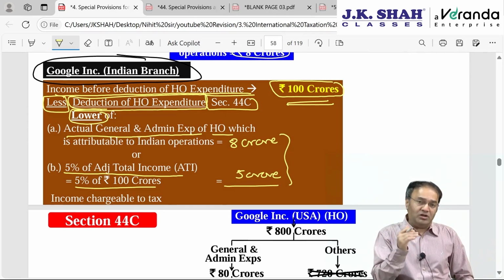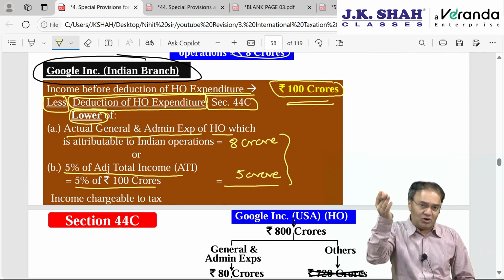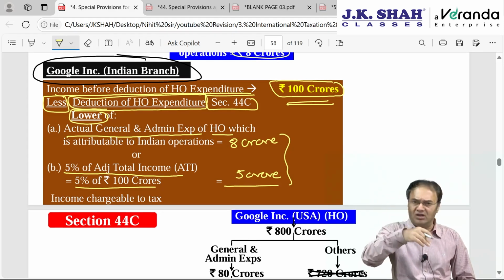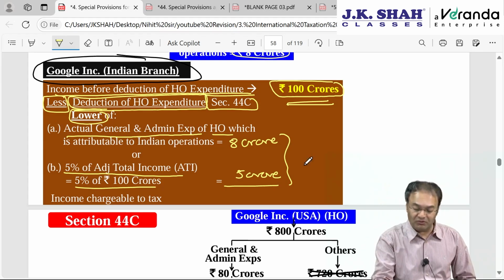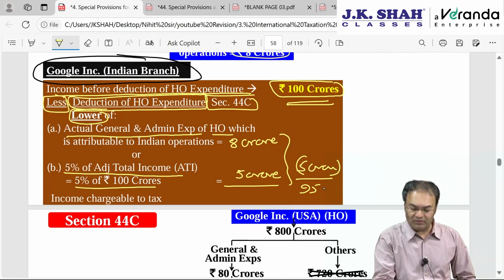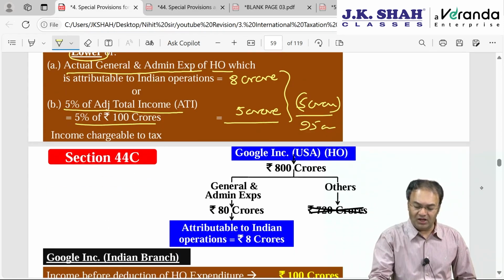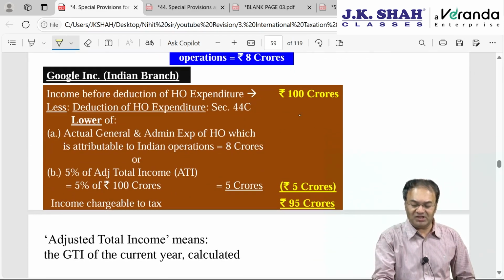Google India, the Indian branch, will have to pay 8 crore to Google head office. Agreed. Pay 8 crore, no problem. Deduction will be for 5 crore. 95 crore will be the income chargeable to tax in India. Okay, same thing with same example we had discussed in PGBP chapter also.